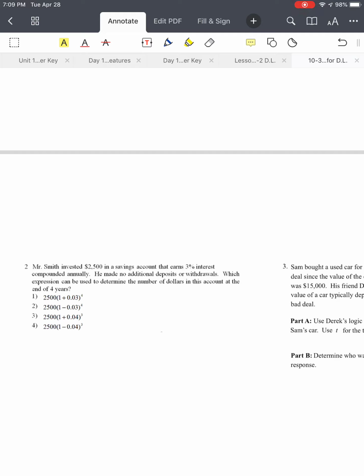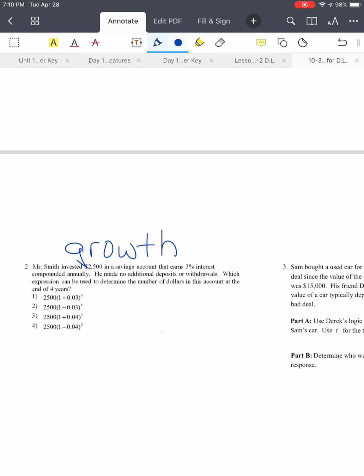Okay, so something you need to know for this lesson today is a little bit about interest. Interest is money that the bank gives you. They add it on to the money that you put in. So if you go to the bank and you put in, well, like Mr. Smith, he put in $2,500. The bank is going to give him interest on his money. They're going to give him extra money. And they're giving Mr. Smith 3% interest. So that's going to be exponential growth because he's adding on to his money.